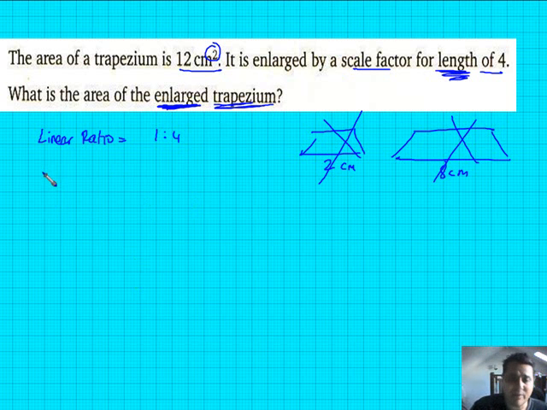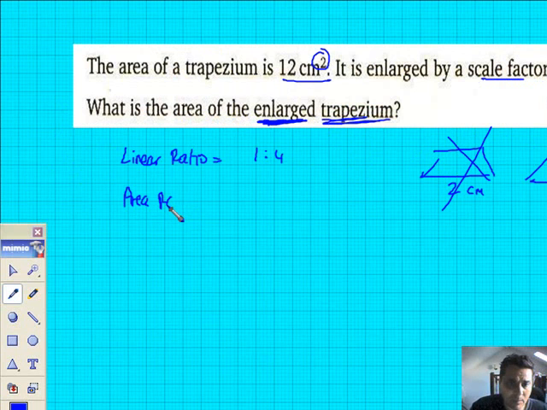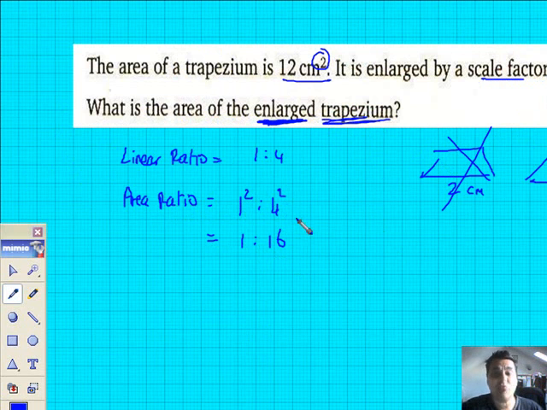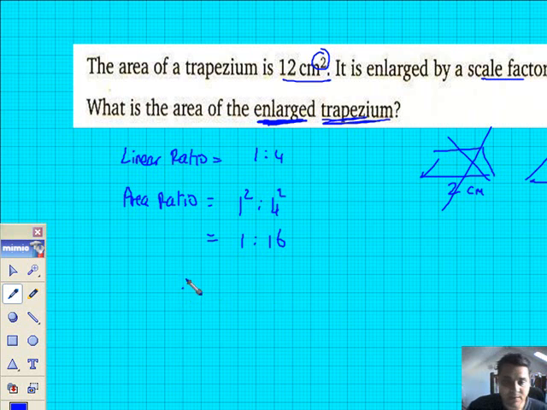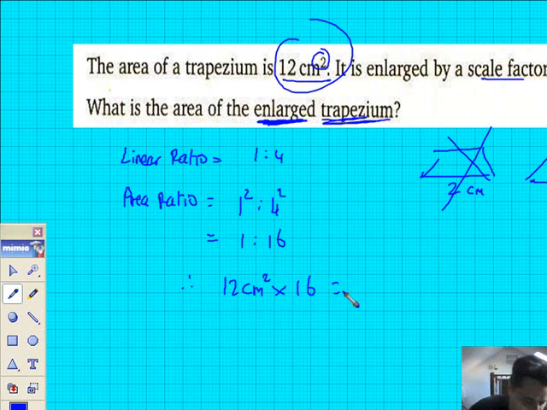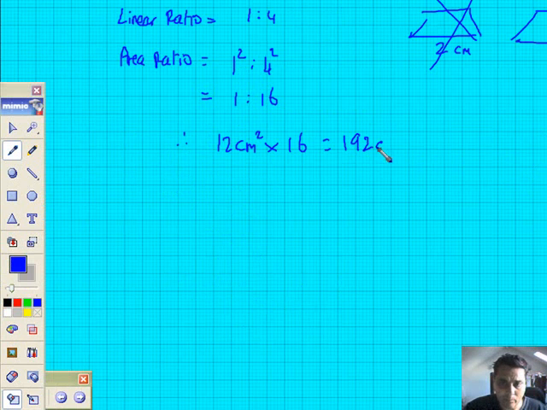We're playing with areas, and you may recall that the area ratio is going to be the linear ratio squared. So it's 1 squared compared to 4 squared, in other words, 1 to 16. So the area is in fact 16 times as big as the original, not just 4 times. So we can take our 12 centimetres squared, that's the baby one that corresponds to the 1, and multiply that by 16. We're going to get a nice big answer, aren't we? So 12 times 16. Boom, 192 centimetres squared of area.